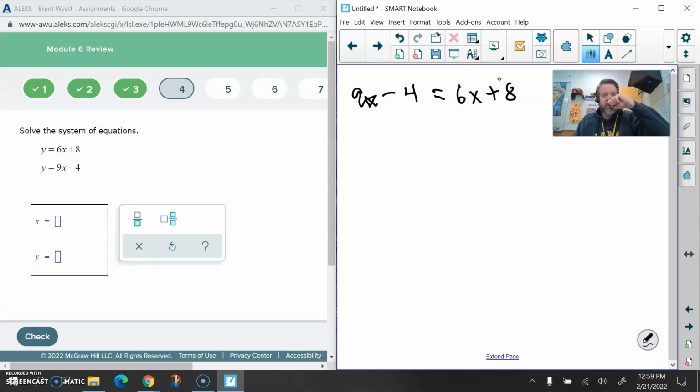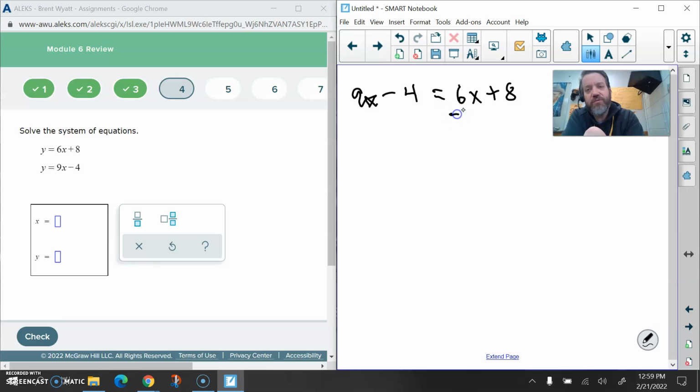The reason I'm choosing to put the 9x minus 4 on the left is because there's a larger coefficient there in front of the x. 9 is larger than 6. And the reason that's nice is because for my next step, I need to get rid of one of these terms that has the x in it.